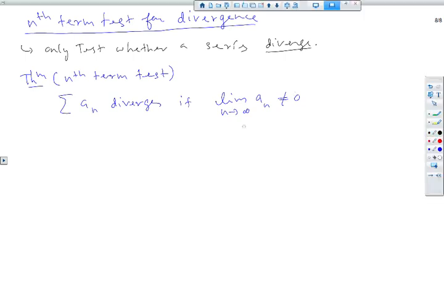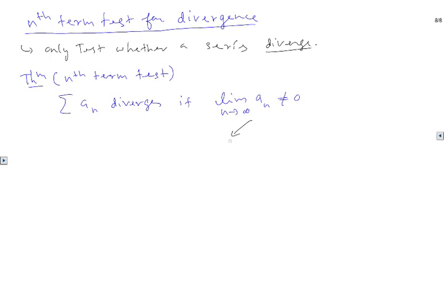There are two ways this can happen. One way is the limit does not exist. If the limit does not exist, it's not equal to 0. The other one is the limit exists, but it is not equal to 0. So those are the two ways that this can happen. Let's look at some examples.